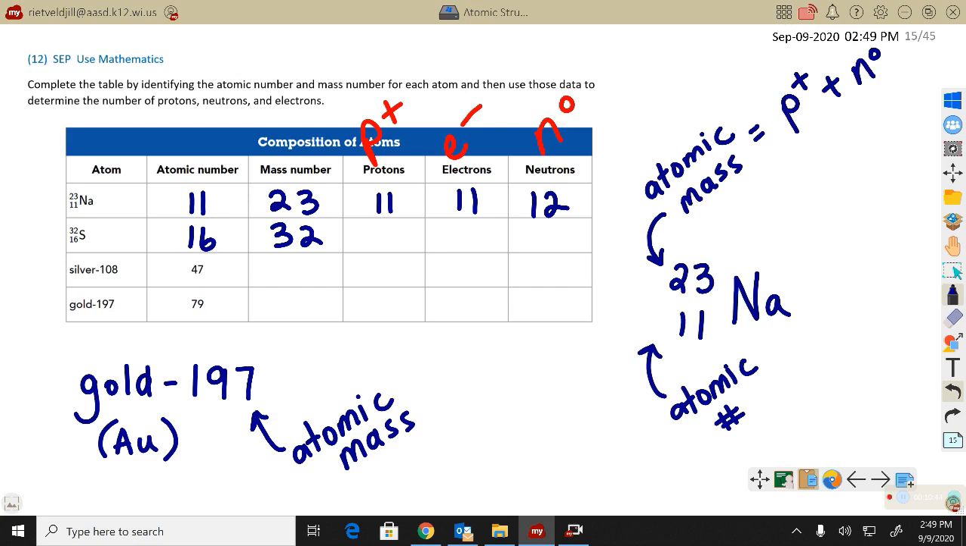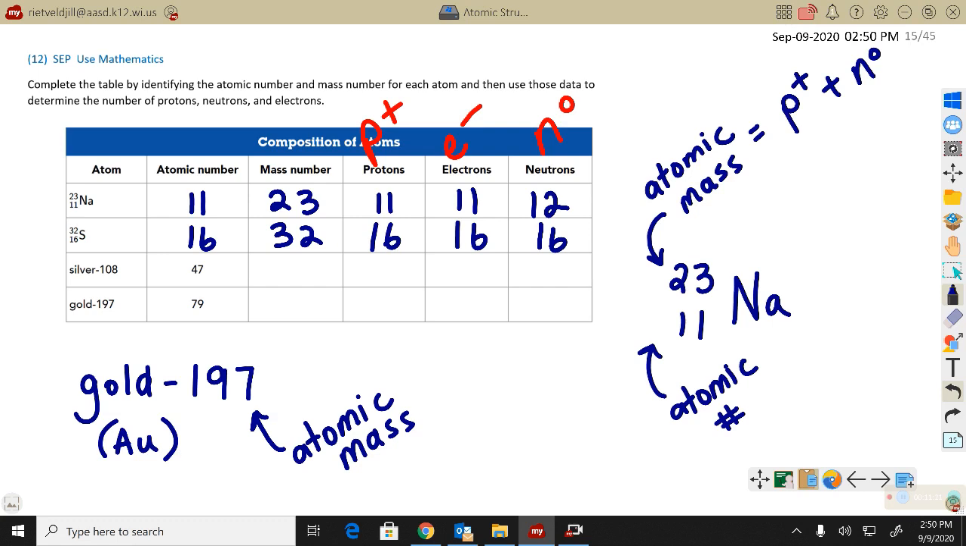By definition, the atomic number is the number of positive protons, and if it's neutral, it's also the number of negative electrons. To find the neutrons, we just subtract. The mass is 32. I'll subtract off the 16 protons. There's also 16 neutrons, which is cool, but it's also just fine that sodium had an extra neutron. Totally fine. And then really we do the same thing with the silver and the gold.